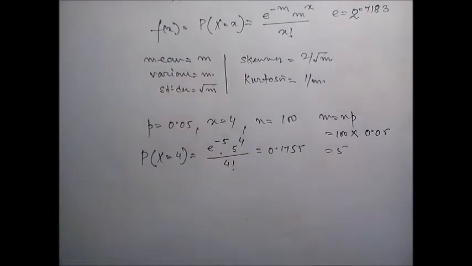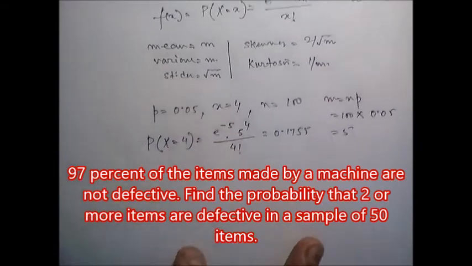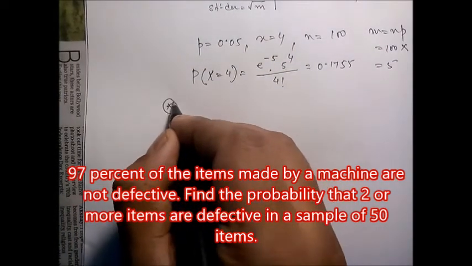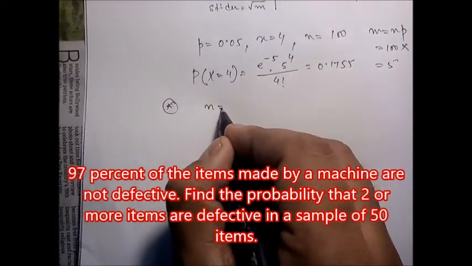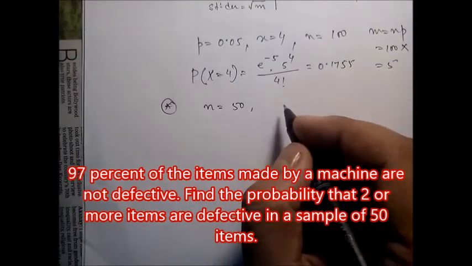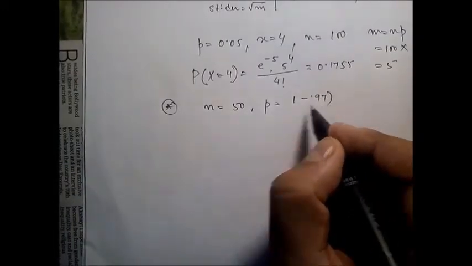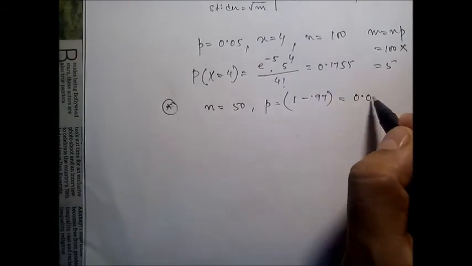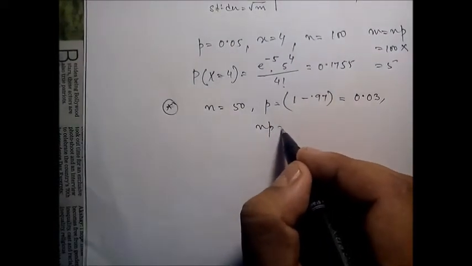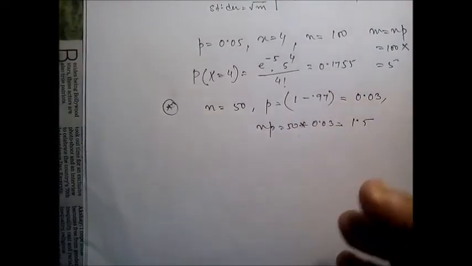Next, 97% of the items made by a machine are not defective. Find the probability that 2 or more items are defective in a sample of 500 items. So in the second question, n is equal to 50. p is equal to 1 minus 0.97, that is 0.03. So what is np? 50 into 0.03, it is 1.5.